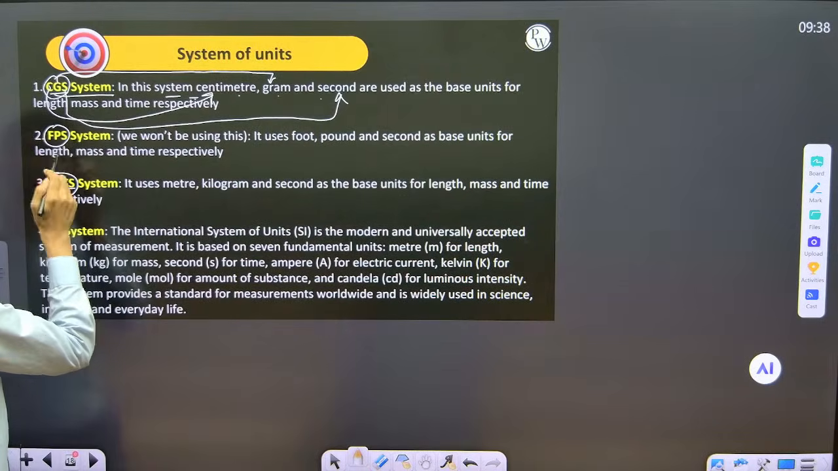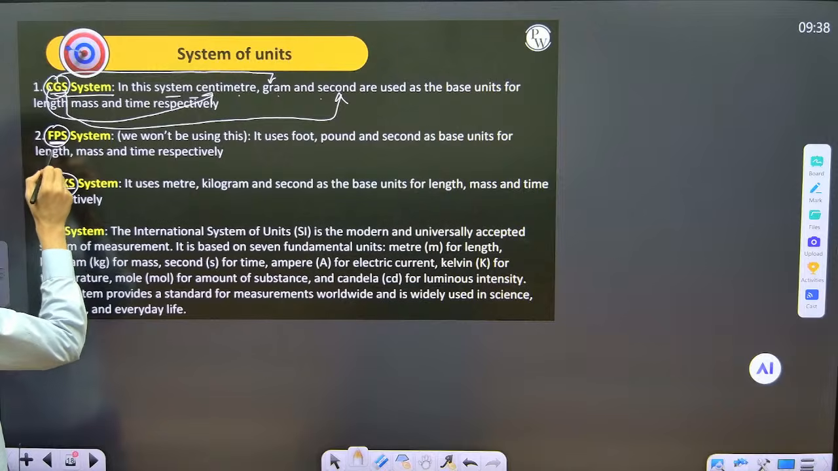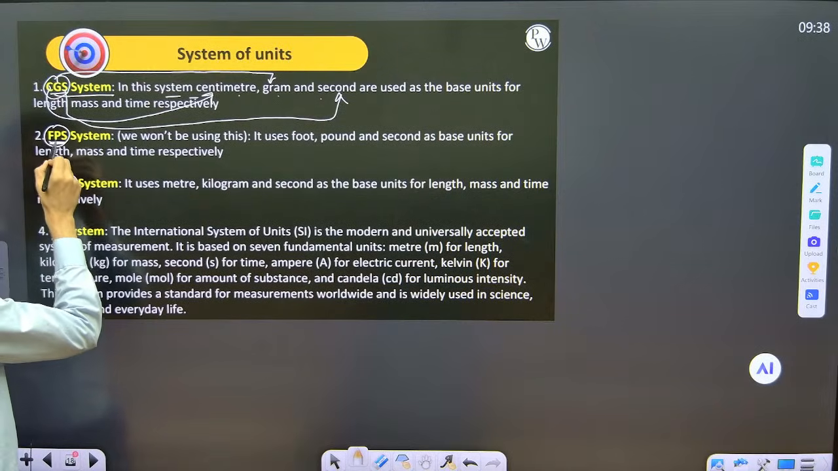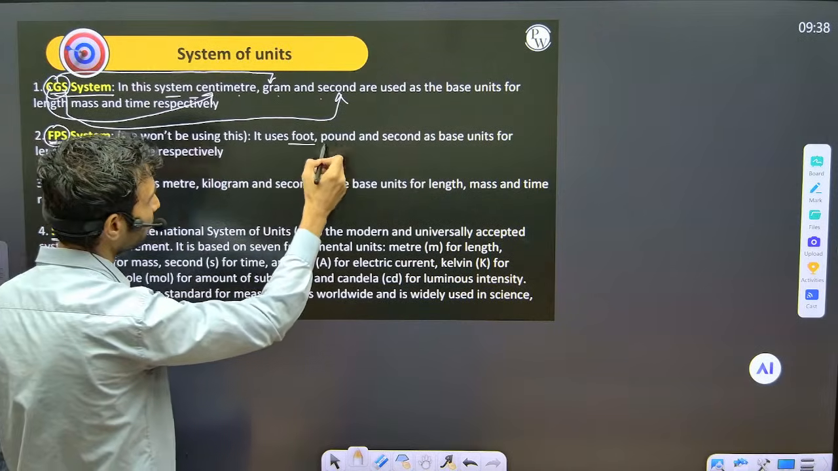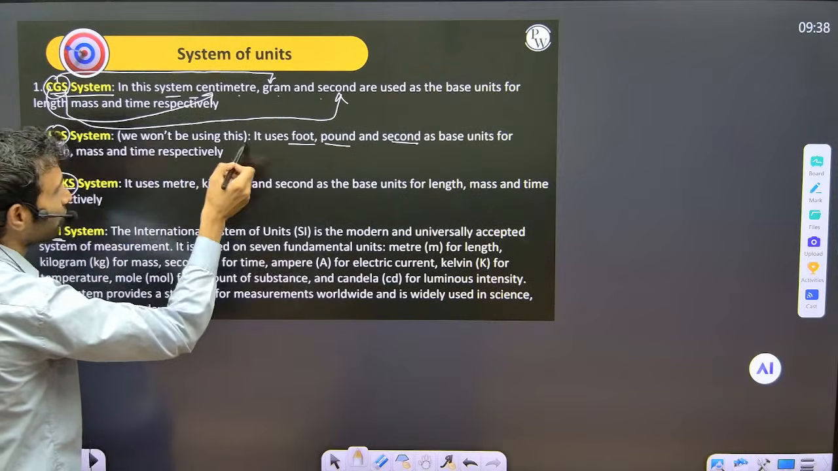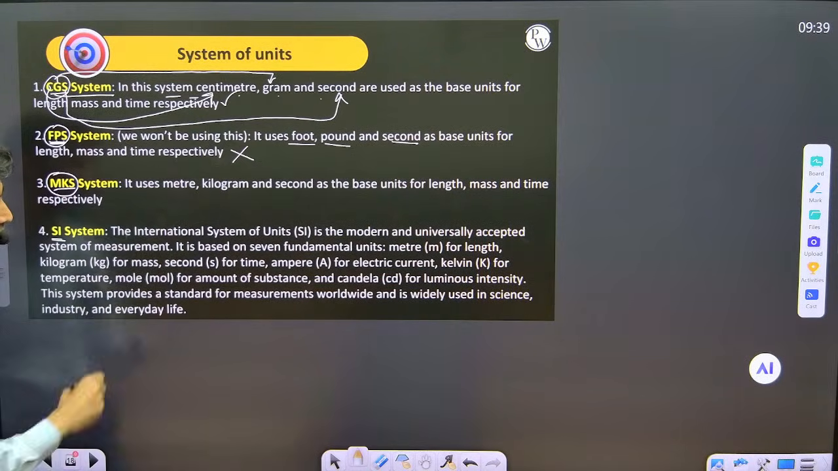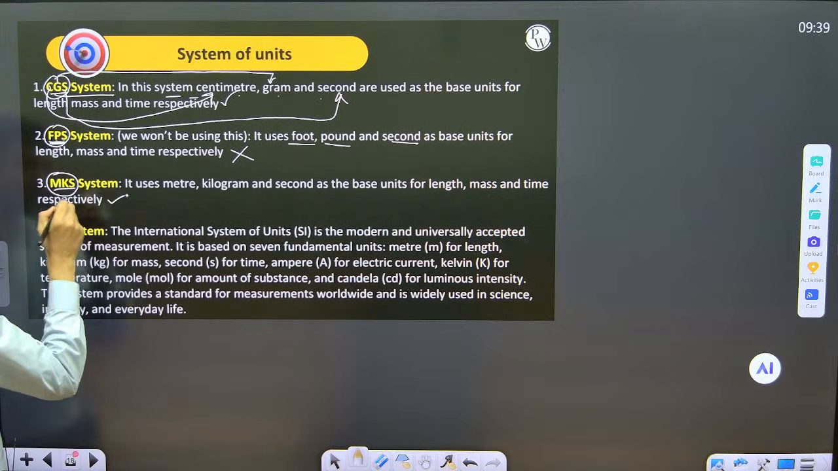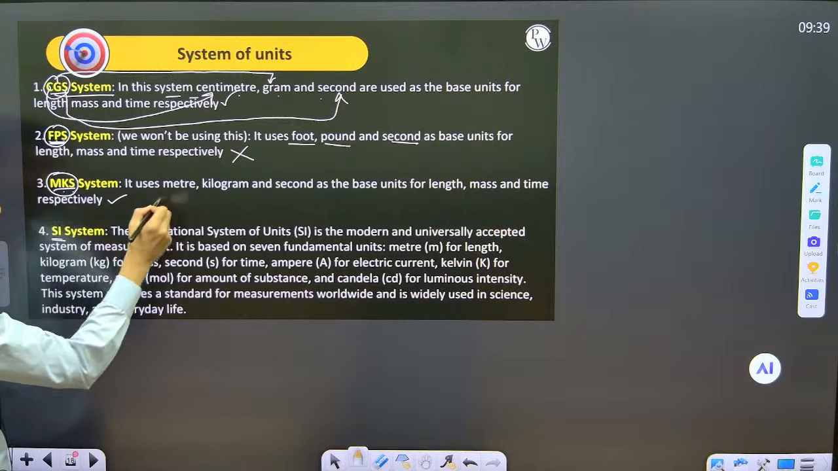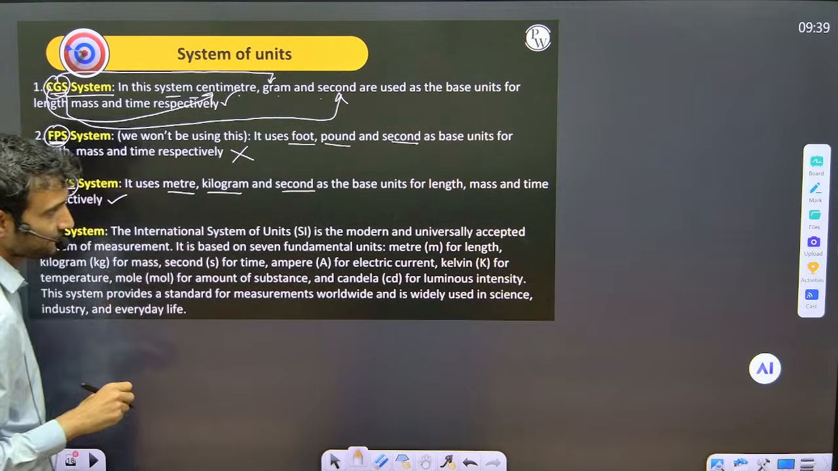Similarly, we have something called the FPS system. In this system, we use foot, pound, and second. As you can see, foot, pound, and second. But we don't use this system. Then in MKS we use meter, kilogram, second. You can see meter, kilogram, second, right?